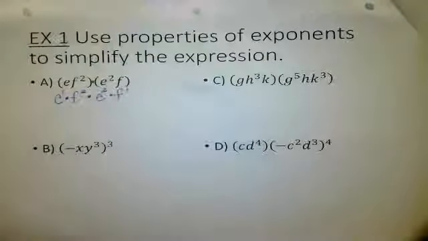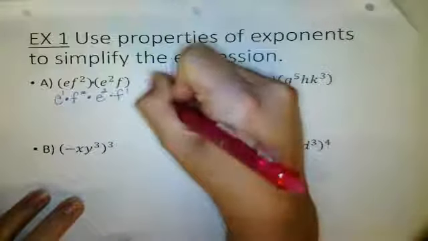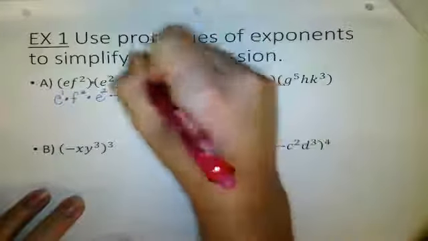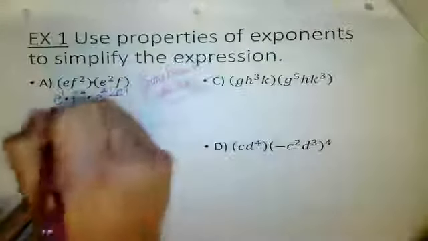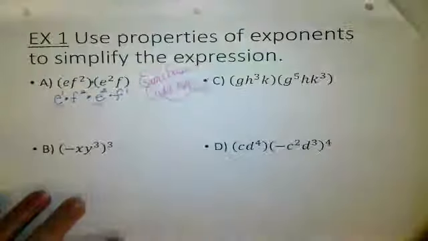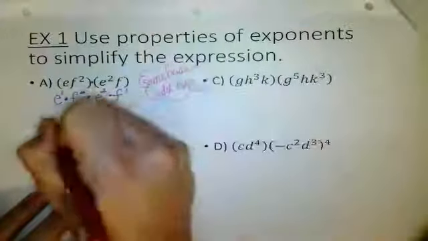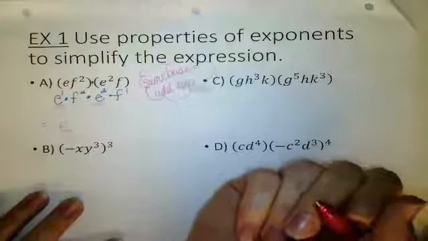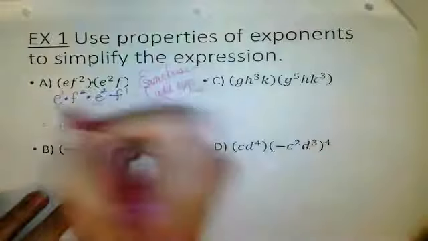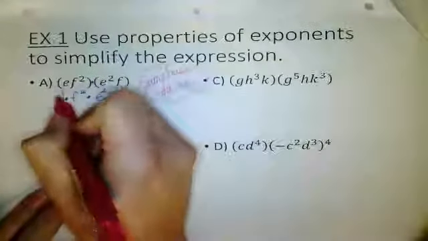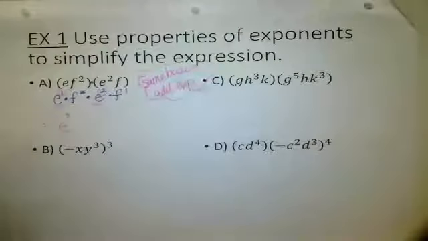So now I want to look for, if we have the same base, what do we do? Add the exponents. That's the rule. We've sort of written everything out. And now I have the same base of e. What's e to the first times e squared? E to what power? The third. Yes. All we do is add the exponents. 1 plus 2 gives us a power of 3.